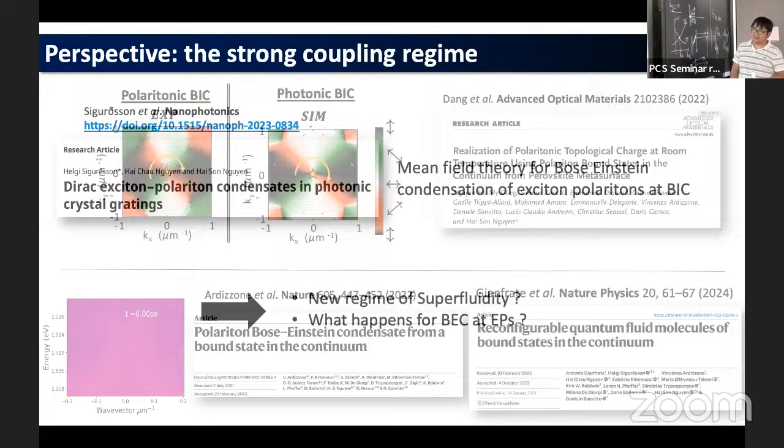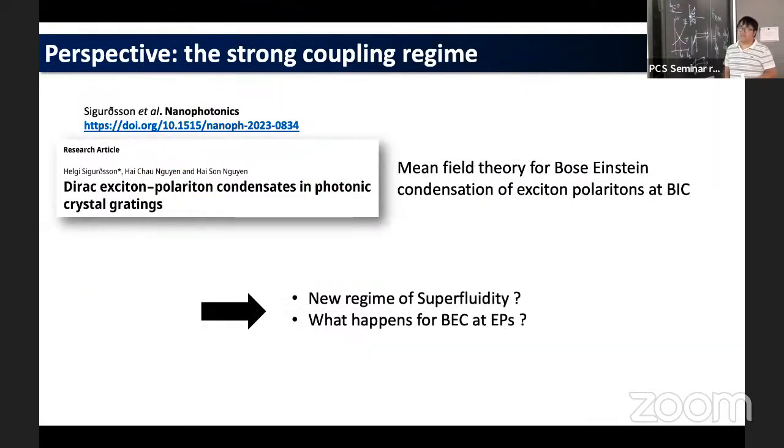And for the theory, we developed some kind of mean-field theory of Bose-Einstein condensation of exciton-polaritons at the BIC. And we wonder if there will be a new regime of superlattice, and also what happens if we don't work with the bound state in the continuum, but with exceptional points. What should we expect?